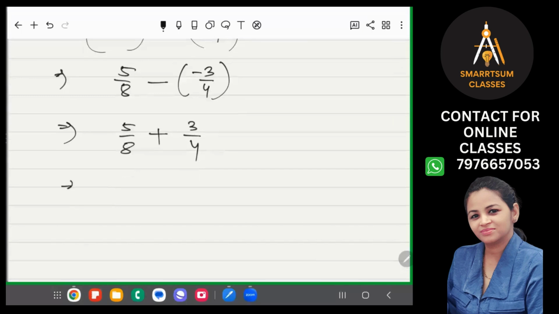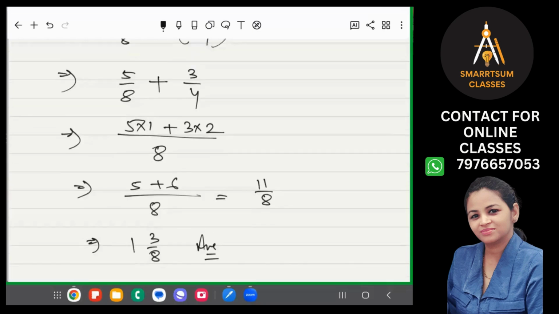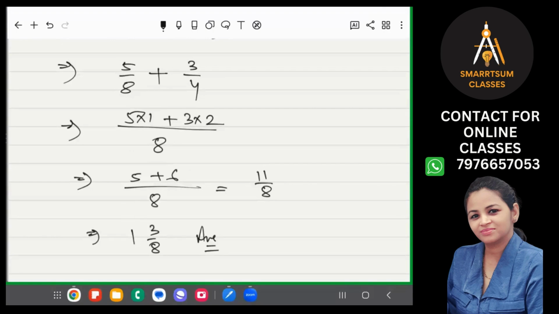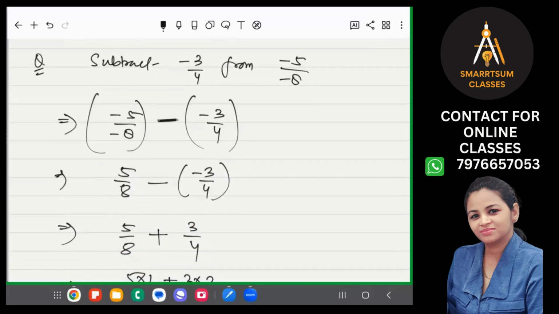Okay. Now again, as you can see, these are unlike rational numbers, right? So we will write down their LCM. 8 and 4 LCM is 8 only, right? 5 into 1 plus 3 into 2. Getting that? Okay. So in this way, we can solve this and our answer is 1, 3 by 8, right? So in this way, we can do the subtraction. So such rules you need to follow whenever you are adding and subtracting, okay?